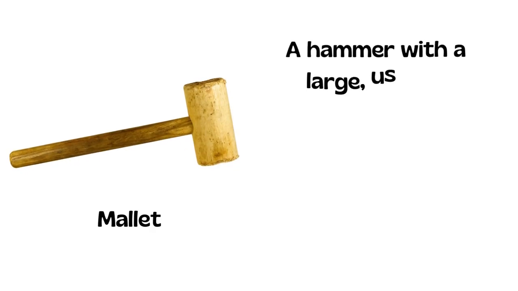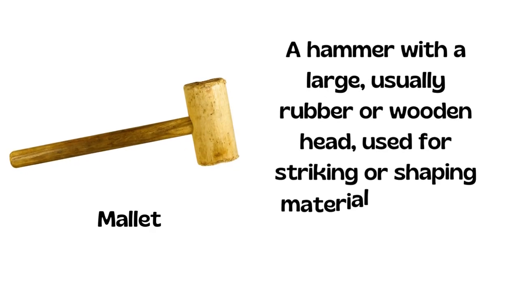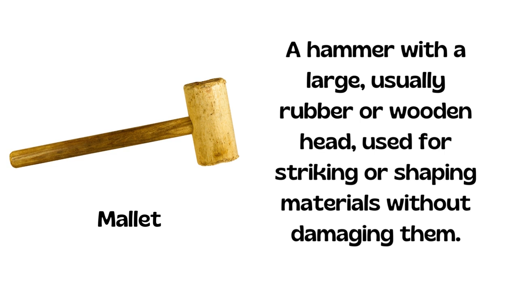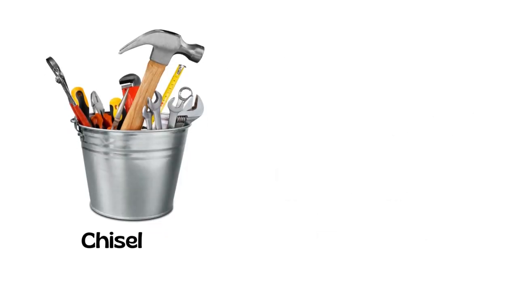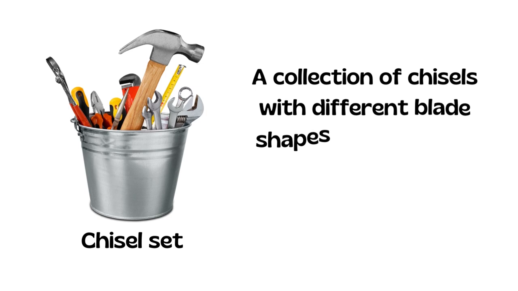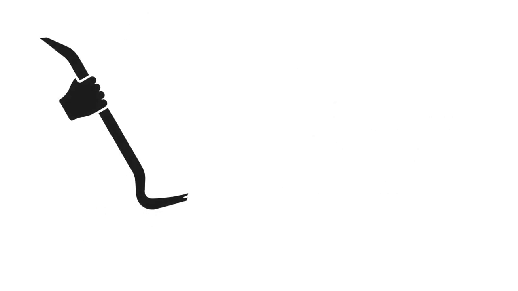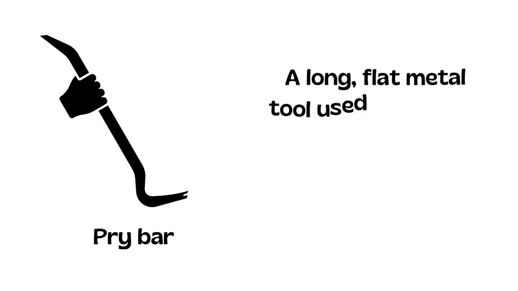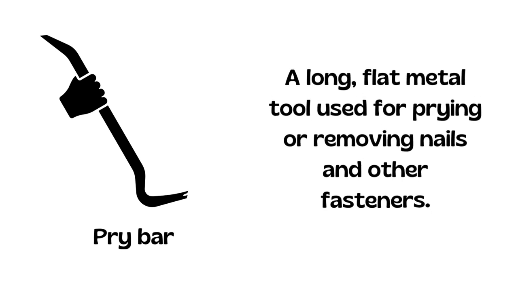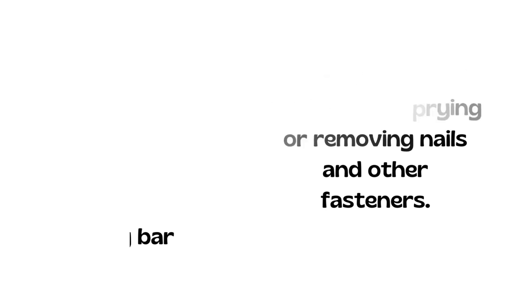Mallet, a hammer with a large, usually rubber or wooden head, used for striking or shaping materials without damaging them. Chisel set, a collection of chisels with different blade shapes and sizes for carving or cutting various materials. Pry bar, a long, flat metal tool used for prying or removing nails and other fasteners.